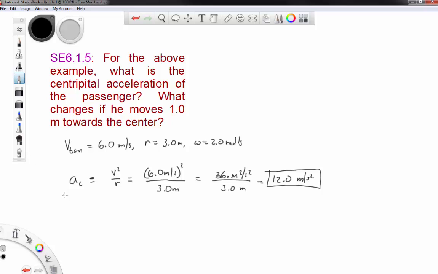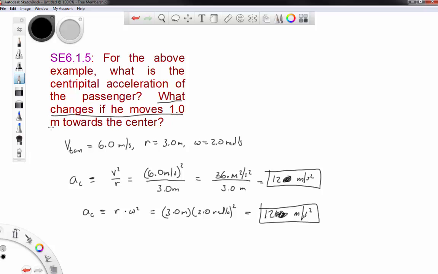We could also solve it a second way, which is to put the centripetal acceleration as r times omega squared. So that would be 3.0 meters times 2.0 radians per second, squared. So this obviously is 4 times 3, and so again you get 12.0. Actually, if we're keeping track of significant figures, it's just 12 meters per second squared. Still about 20% higher than gravity. Okay, the other question though is, what is going to change if this guy moves 1 meter towards the center?